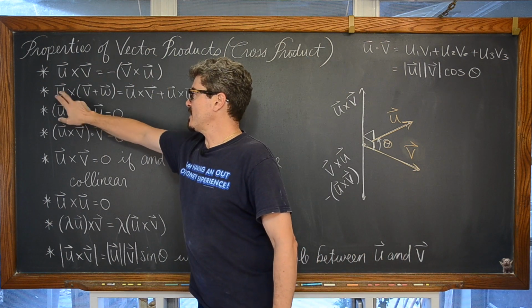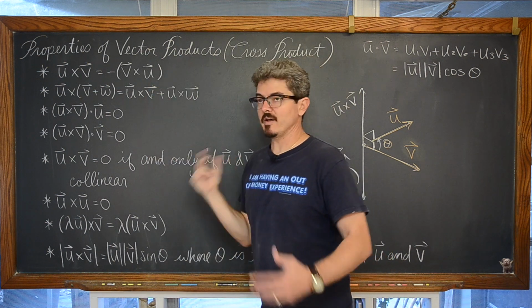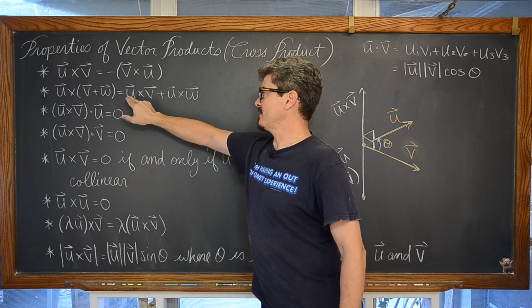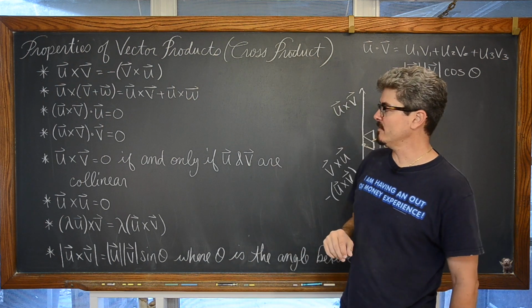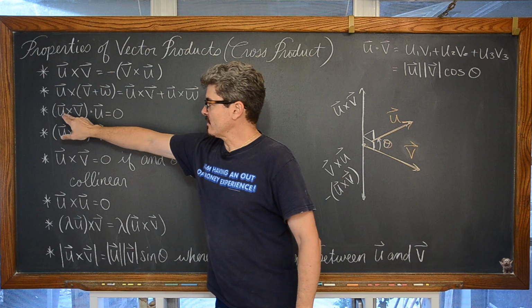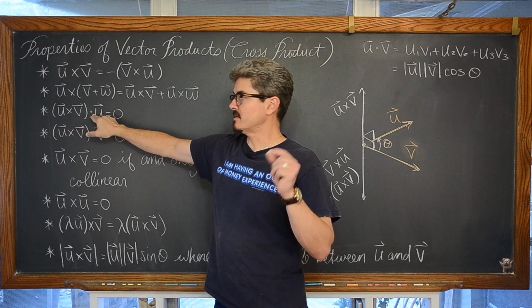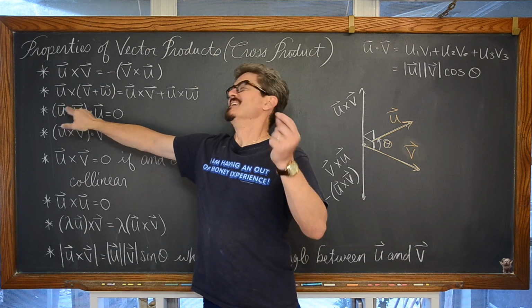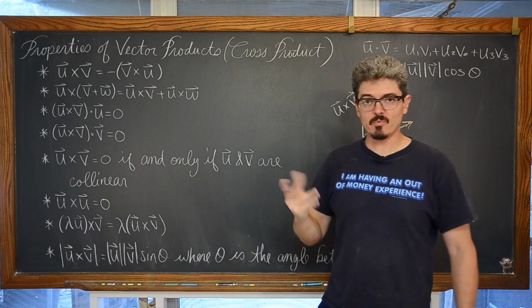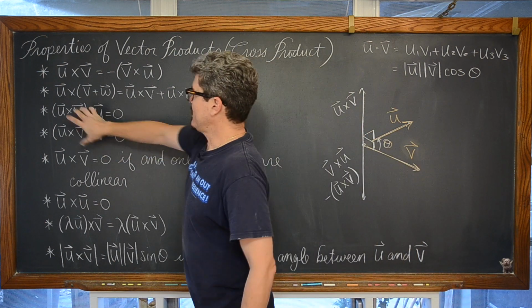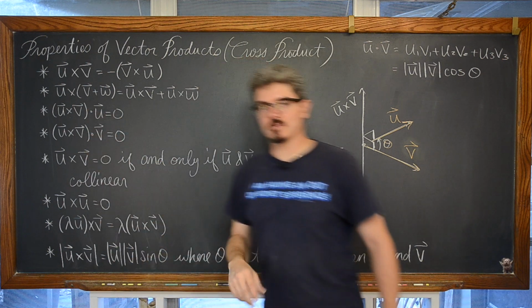The cross product of vector u and the sum of vector v plus vector w can be found by doing the cross product of vector u with v plus the cross product of vector u with vector w. We have here the cross product of u and v dotted with vector u is equal to 0, and dotted with vector v is equal to 0. We just talked about that again with examples, that your cross product is going to be orthogonal. That's why the dot product is 0 with each of your two original vectors.